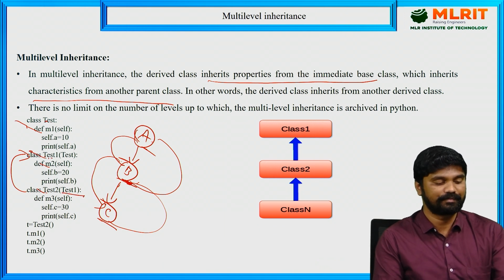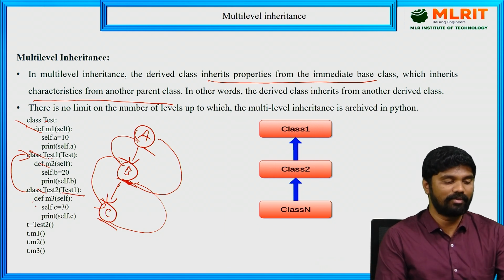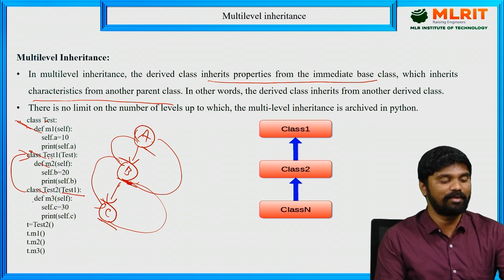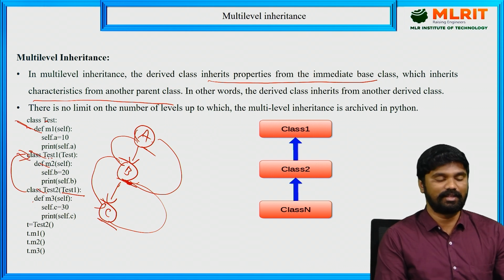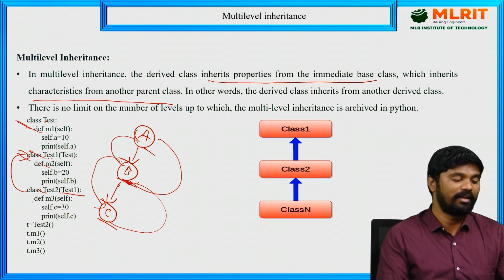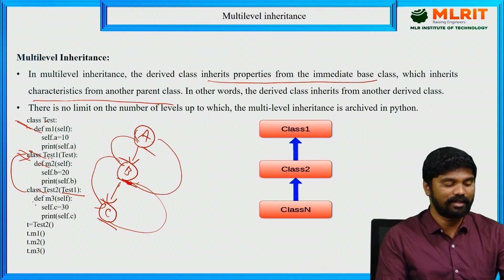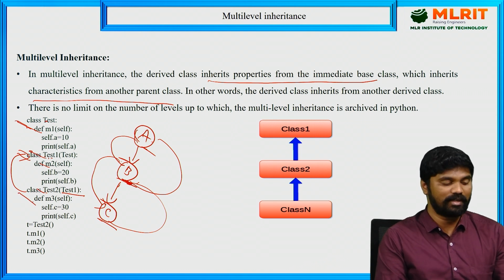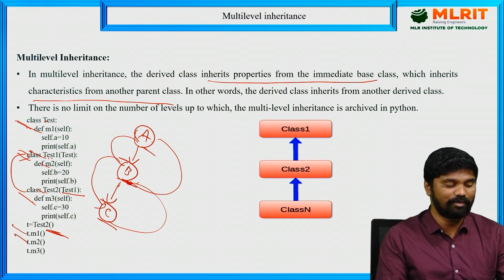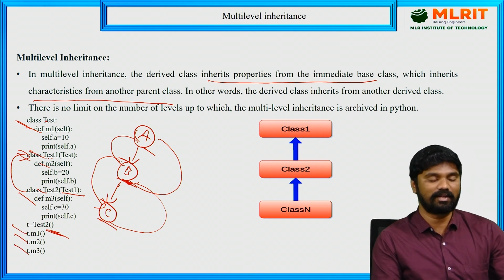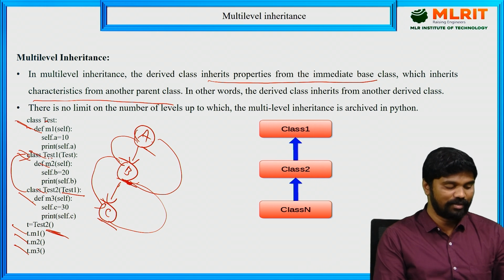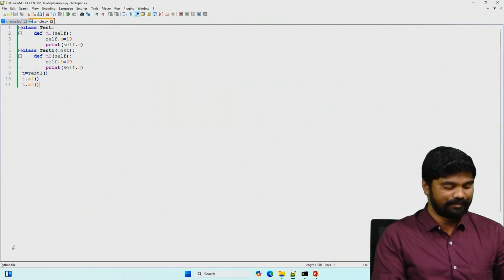See, right? So this is the thing. Now the test class properties and behavior and the test1 class properties and behavior are able to be accessed by the test2 class. That's why, if you observe here, the test2 class object accesses the M1 method, M2 method, and M3 method. That means all the class methods. Okay, so let me go through an example.